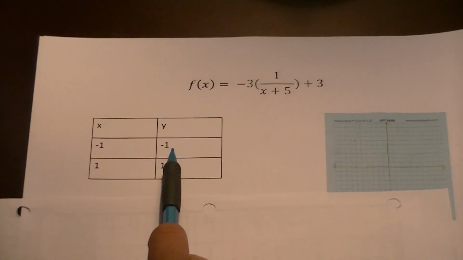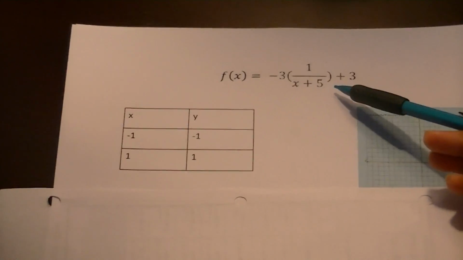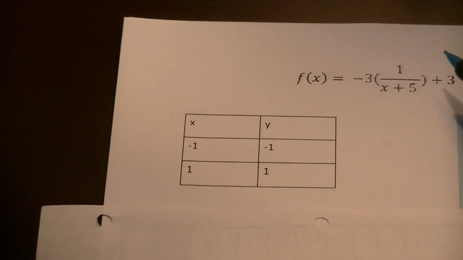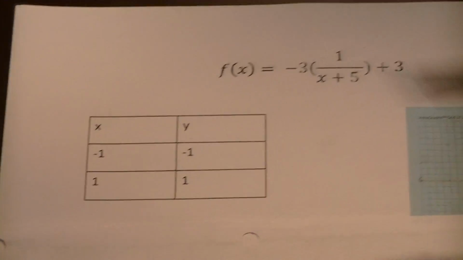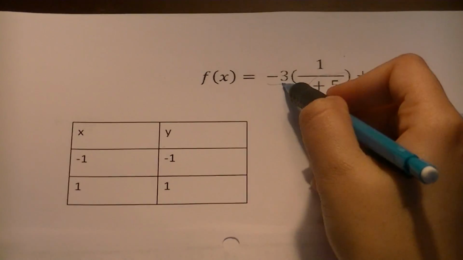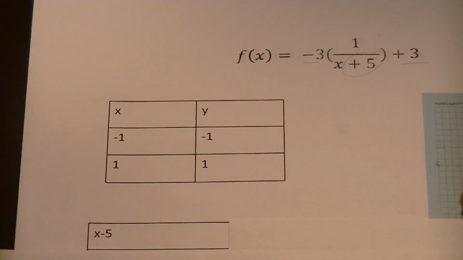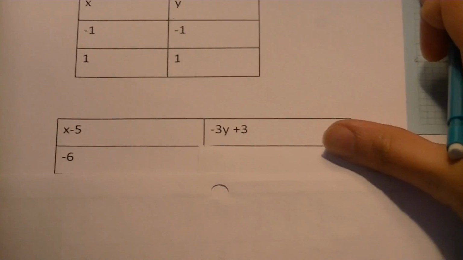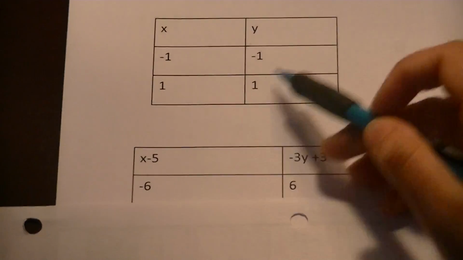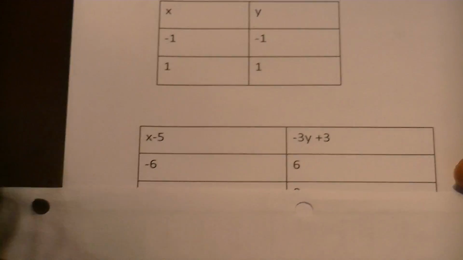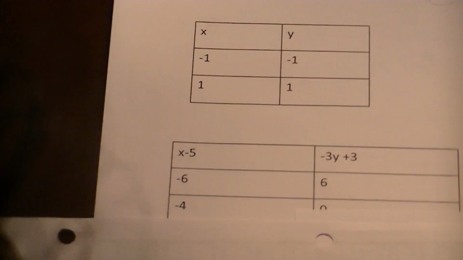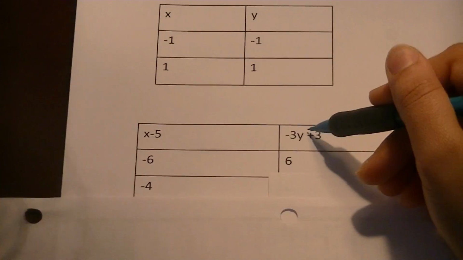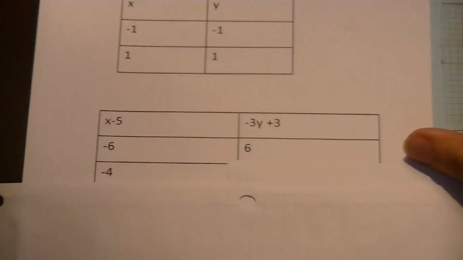So based on what we already know, our key points are always (-1, -1) and (1, 1). Looking at the graph, we know that we have to do x minus 5 because the 5 is with the x, and the y would be -3 plus 3. So our new key points would be x minus 5, -3 times y plus 3. Subbing the values in, -1 minus 5 gives us -6. Now the y, -3 times -1 plus 3 gives us 6. Now 1 minus 5 will give us -4, and -3 times 1 plus 3 gives us 0.